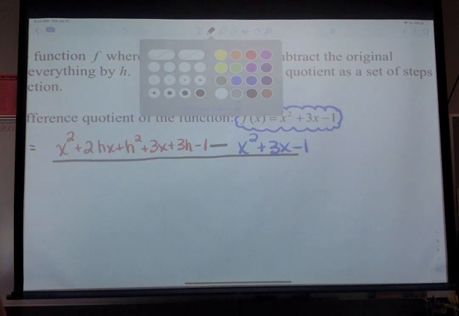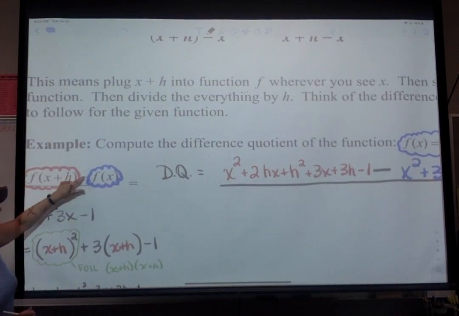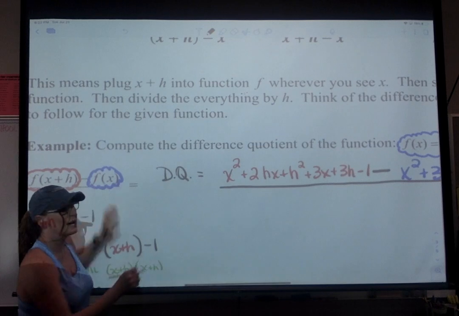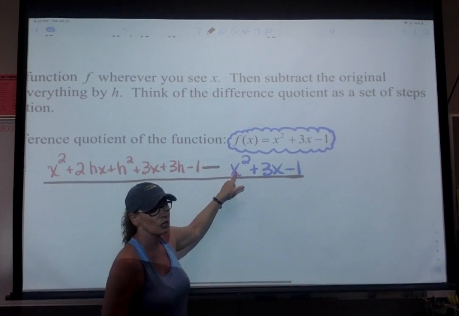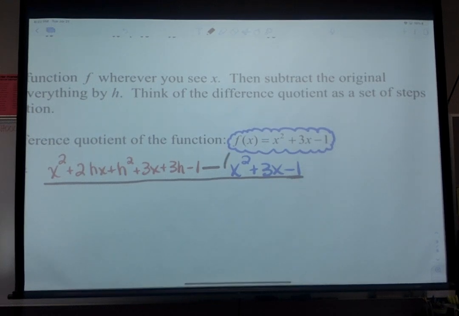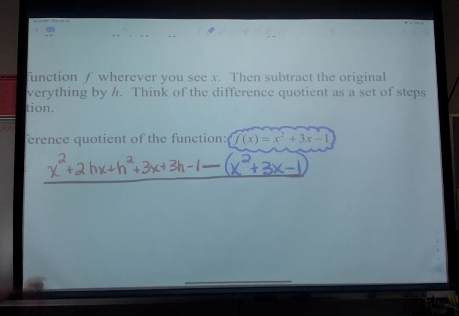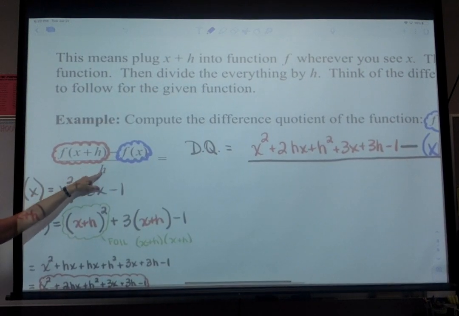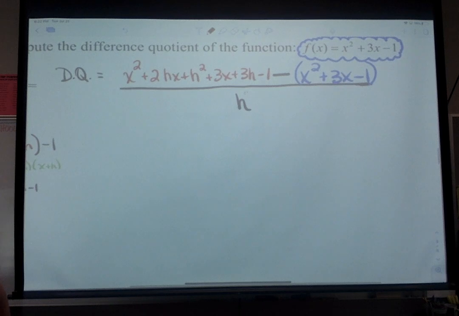What do you think? Did I do it right? Red cloud minus everything in the blue cloud? Oh no, I didn't subtract everything in the blue cloud. I only subtracted the first term. You know what needs to happen. You need parentheses around that blue cloud. Okay, and then all over h. Don't forget about that. It's a fraction. It needs an h on the bottom. Whew. Let's simplify.